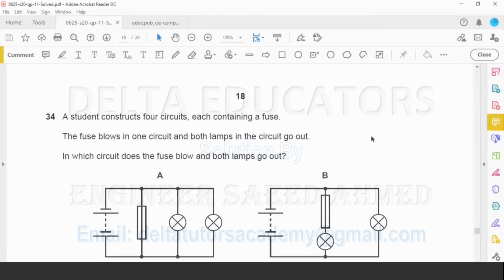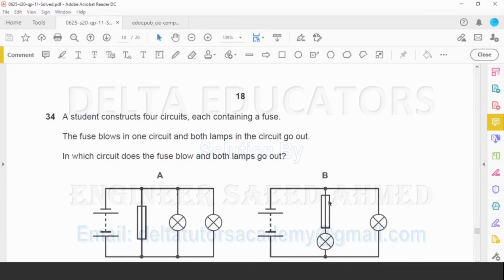Question number 34. A student constructs four circuits, each containing a fuse. The fuse blows in one circuit and both lamps in the circuit go out. In which circuit does the fuse blow and both lamps go out? Here in option A, we have two lamps and these two lamps are connected in parallel with the fuse. If this fuse blows out, then there will be no effect on these two lamps because these are connected in parallel. The circuit is still complete from the battery. Current will flow from the battery in this lamp and also in this lamp. So with the blowing of the fuse, there will be no effect on these two lamps.